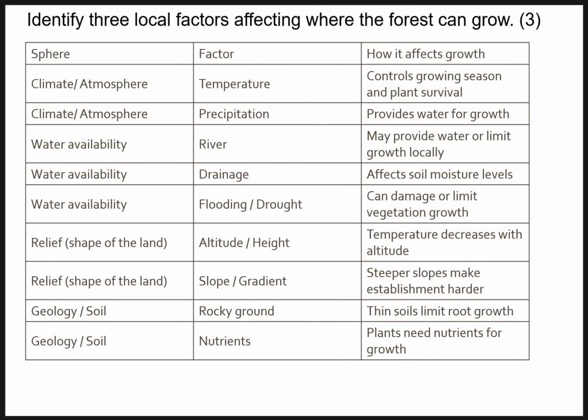So, a reference to their 1 mark question. What I meant is there are 3 things to write down. So some examples here for you in that same category. Can you see the climate, water, relief and geology? That's the systematic way to think about physical geography and the impacts of factors on the environment. So some of the factors there, you just need to put temperature, controls growing season and plant survival, for example.